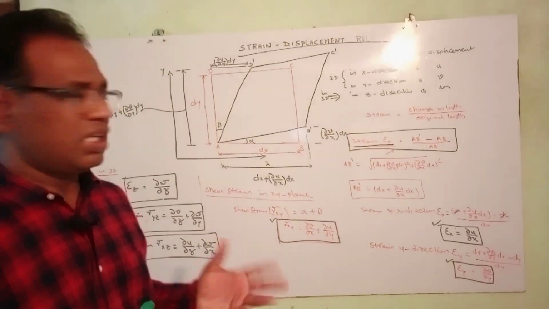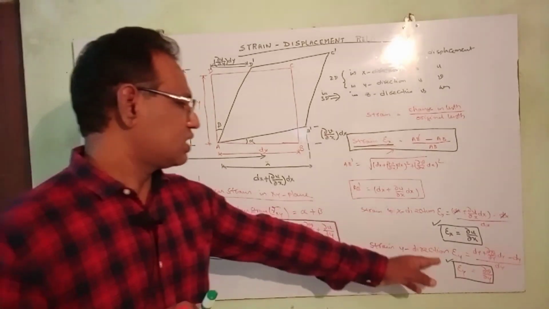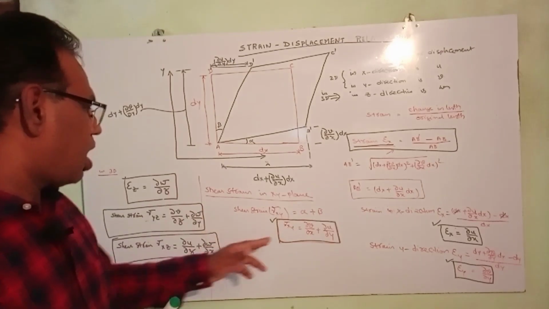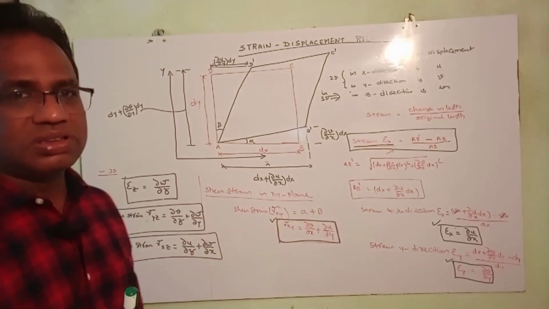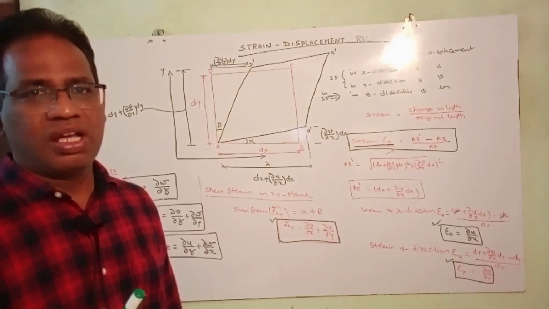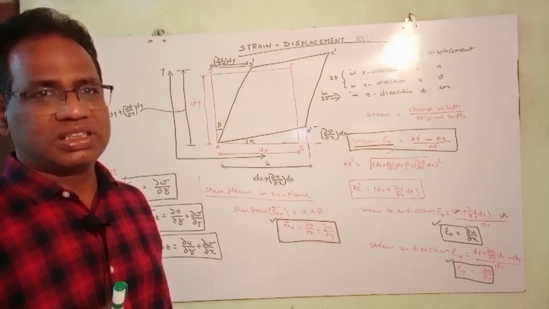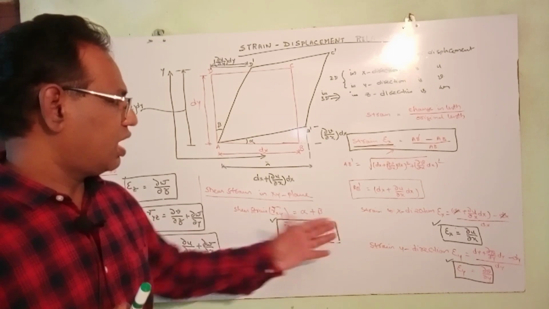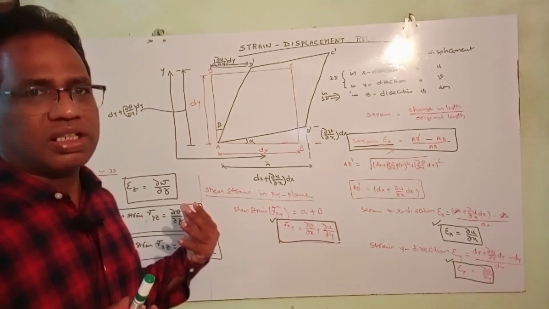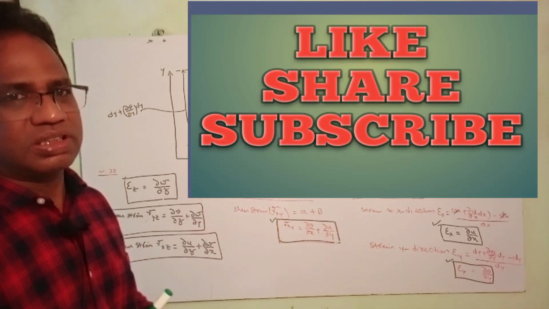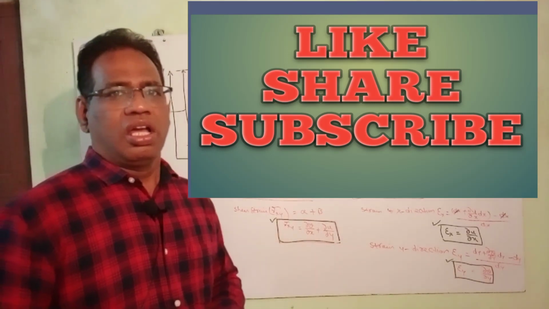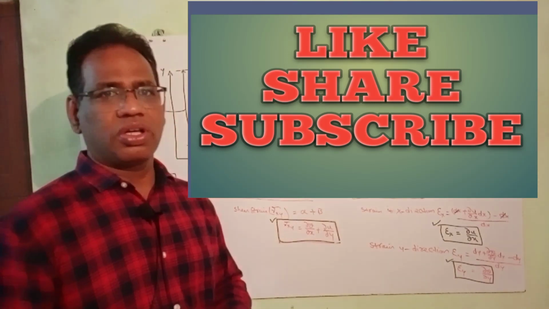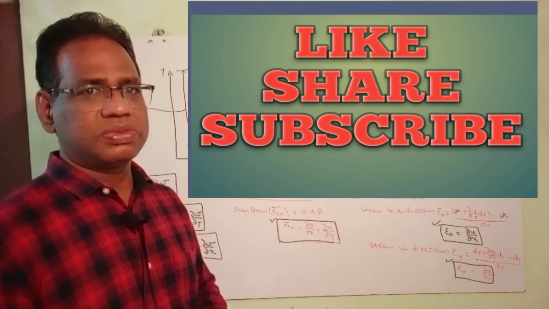If it is three-dimensional, then we have epsilon x, epsilon y, epsilon z, gamma xy, gamma yz, and gamma xz or zx. These are the strain displacement relationships in case of 2D, and if the third dimension is also considered, these are the relations. So this is all about the strain displacement relationship.